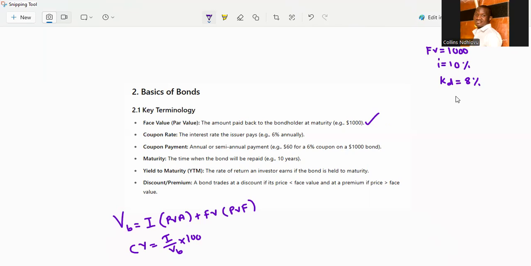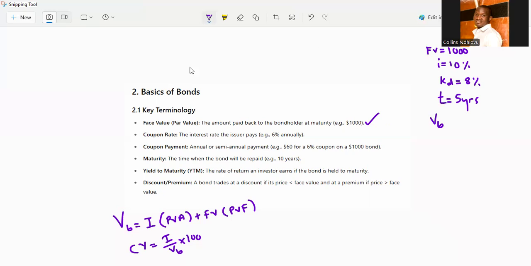We'd call that a par bond. Together with the period of time in years, maybe 5 years. All right, so let's calculate the value of the bond, if this is an annual bond, if this is a semi-annual bond. So the job of the small i is to produce the big I.